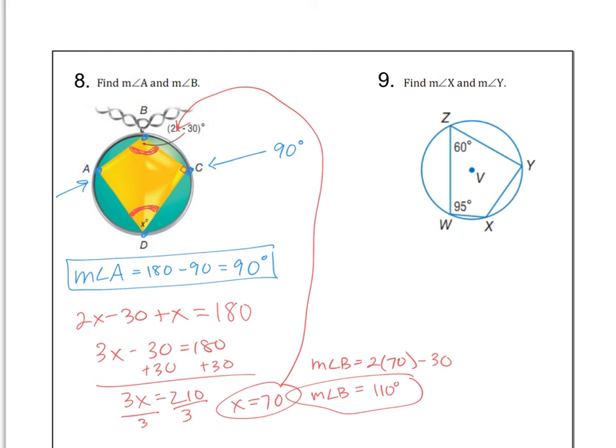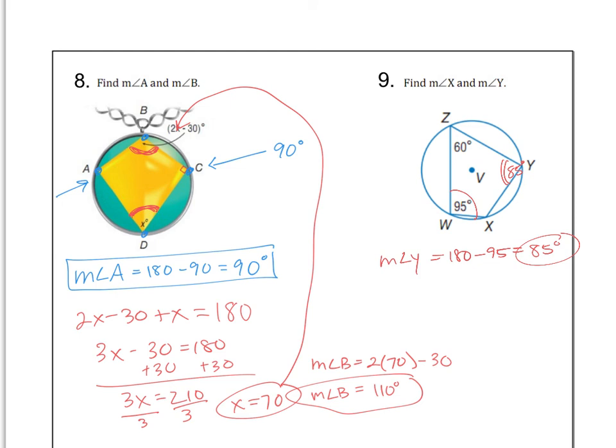So again, we have a quadrilateral WXYZ, and it is inscribed in the circle. So opposite angles are supplementary. So W and Y should add up to 180. So the measure of angle Y, you're just going to do 180 minus 95. I think there's 85 left for angle Y. So 85 is there.